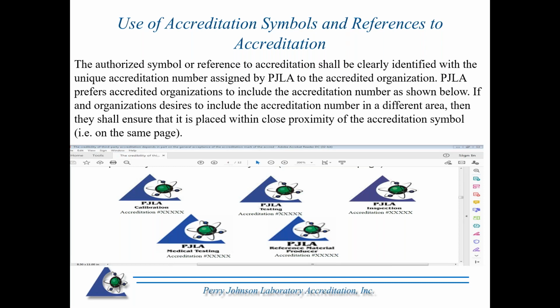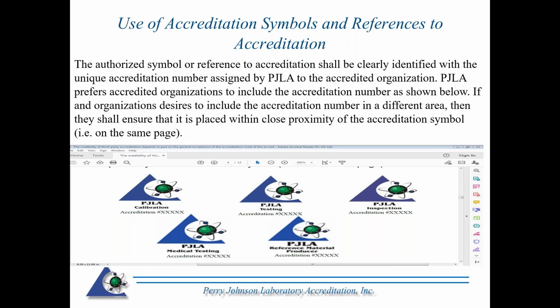If an organization desires to include the accreditation number in a different area, then they shall ensure that it is placed within close proximity of the accreditation symbol, which would include being on the same page. So it's a unique accreditation number right there. That's unique to your organization. Most folks are under the first two there, 17025, testing or calibration. So you have to include our symbol as depicted there.